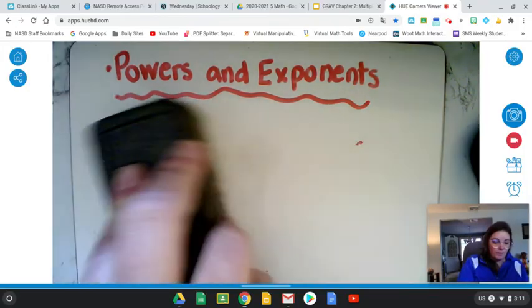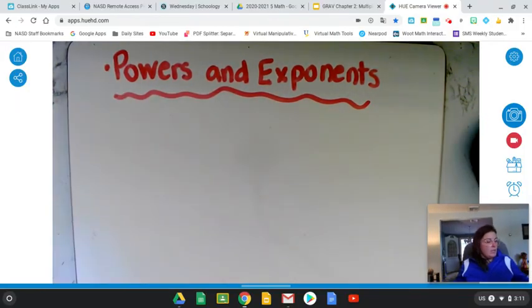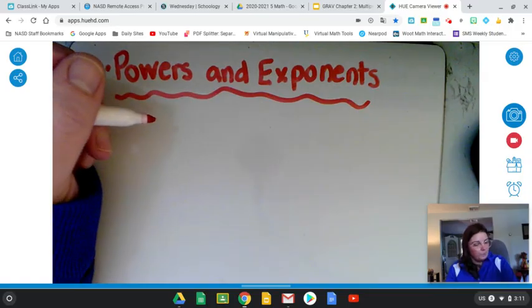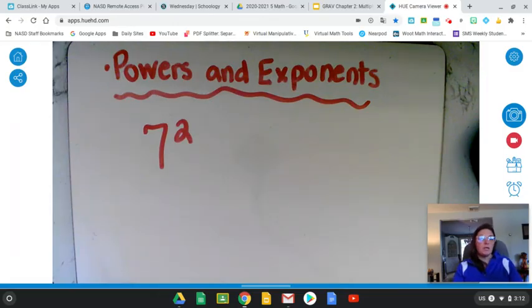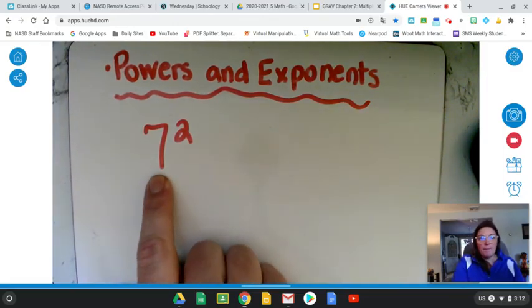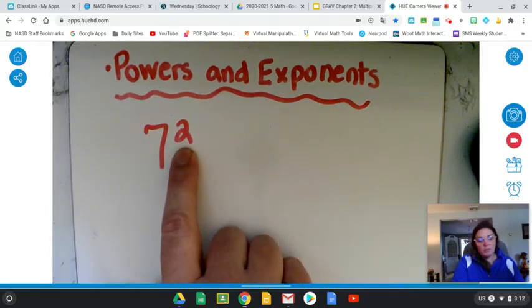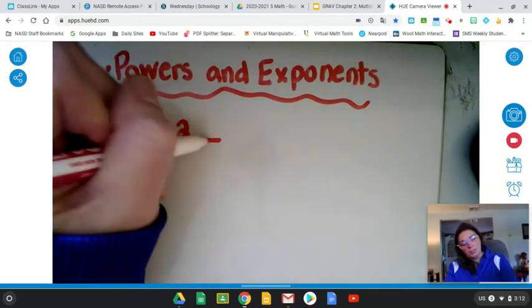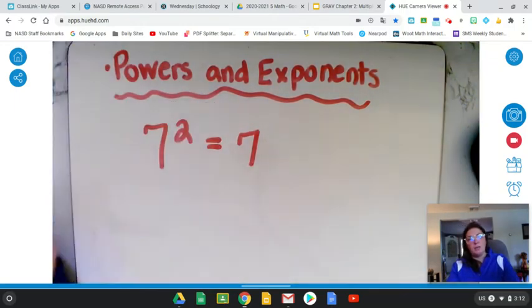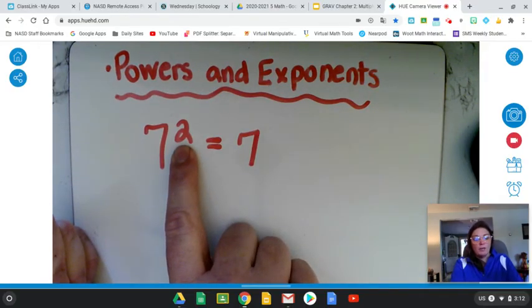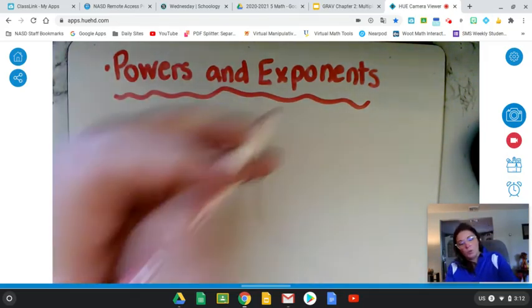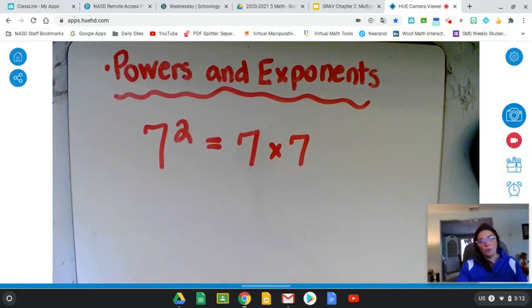Let's do another one. Let's take 7 to the power of 2, or 7 to the 2nd power. 7 is my big bottom base. 2 is my exponent. Remember that your big bottom base is the number that you multiply. It's your factor. The exponent says how many times we multiply it. So for this one, I only need to multiply 7 2 times. There's 1 and there's 2.